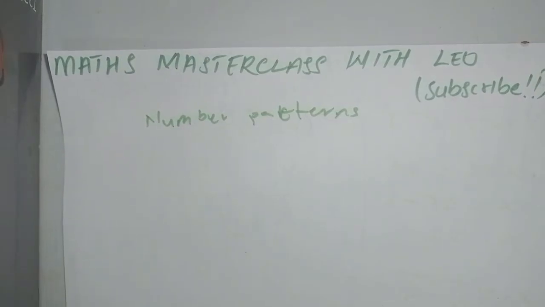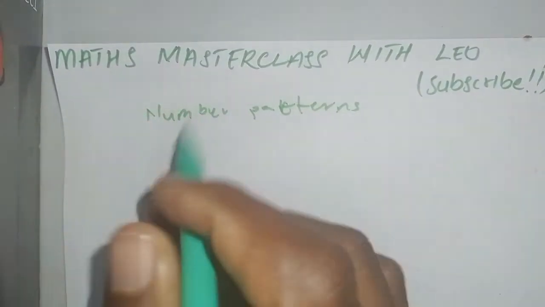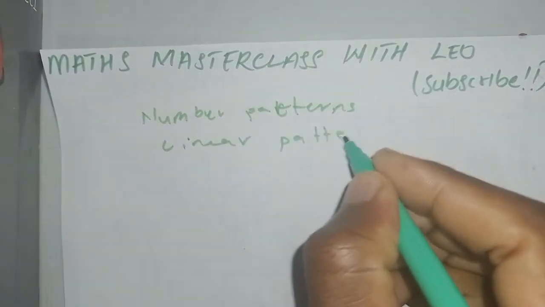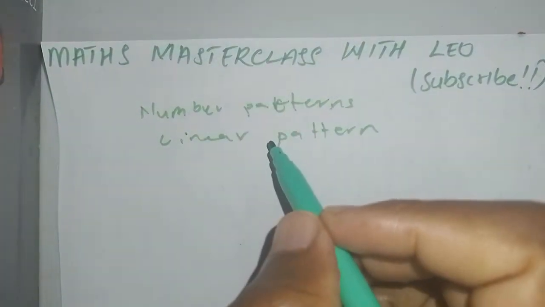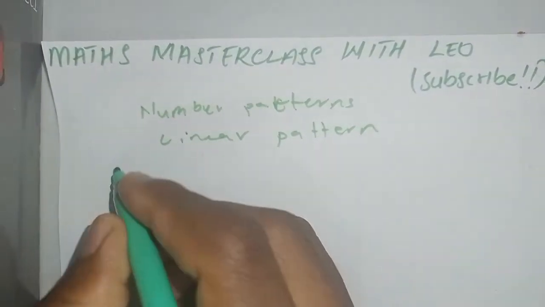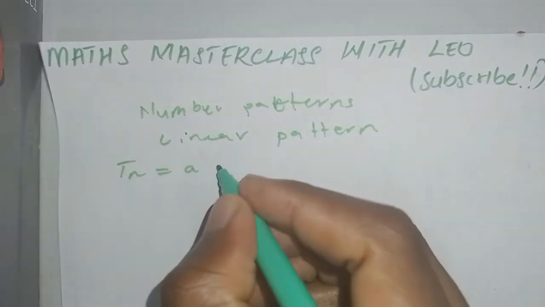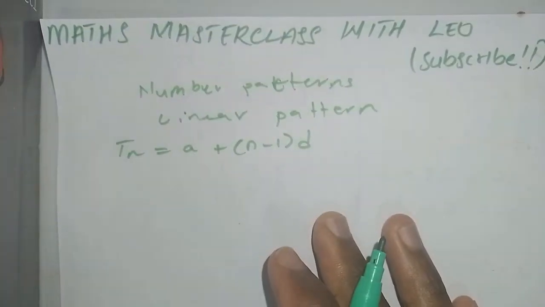So now, let's check what we know from grade 10. Let's start with the linear pattern. We did it in grade 10, which is simple, but it's more advanced now in grade 12. Now we know that in a linear pattern, the general equation is Tn equals a into n minus 1, plus d. That is our original formula or the general equation, right?